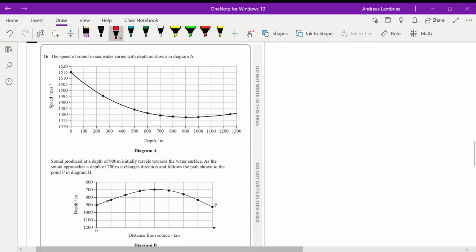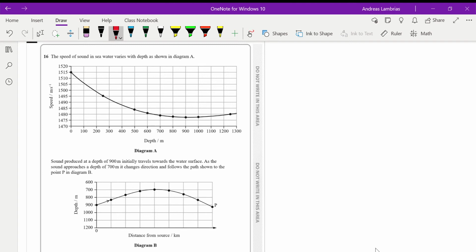This question is about the speed of sound in the water. So we are given these two graphs. The first graph shows how the speed changes with depth, and the second graph shows how the depth of that sound wave changes with the distance from the source, right? So just to understand what is actually happening here.